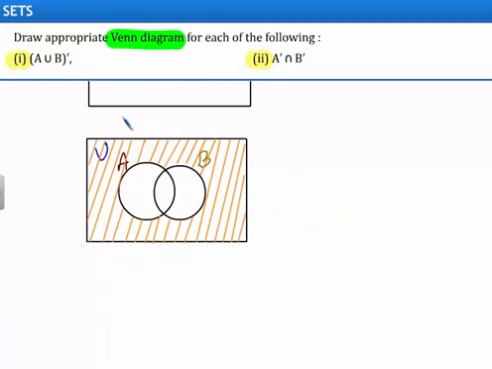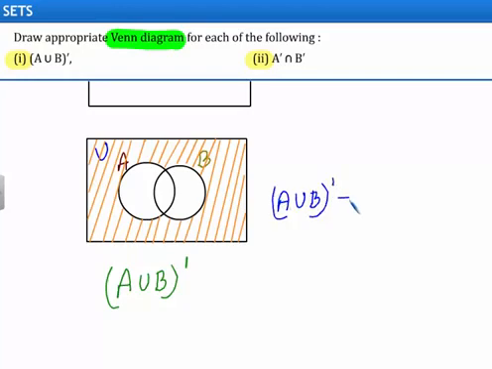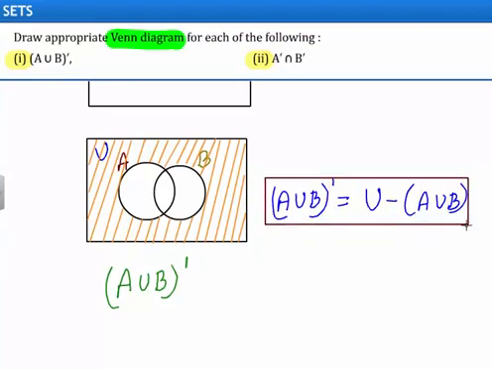This is the Venn diagram which represents A union B complement. The shaded portion is A union B complement, since A union B complement is equal to U minus A union B. This completes the first part of the problem.